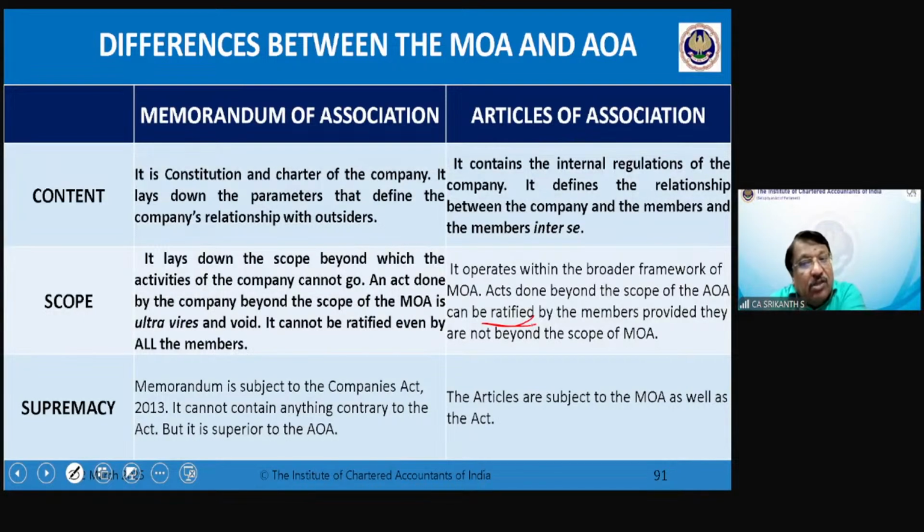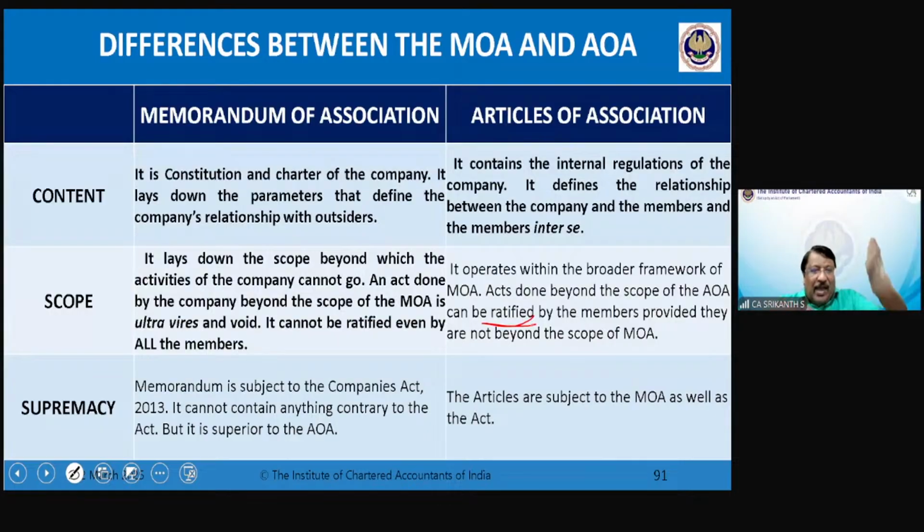So anything beyond the scope of AOA can be ratified by the members, so long as they are within the scope of MOA. But anything beyond the scope of MOA, I cannot do it myself, boss. How can I ratify it? Okay. Memorandum is subject to the Companies Act 2013. It cannot contain anything contrary to that, but it is superior to AOA, whereas AOA is subject to MOA.